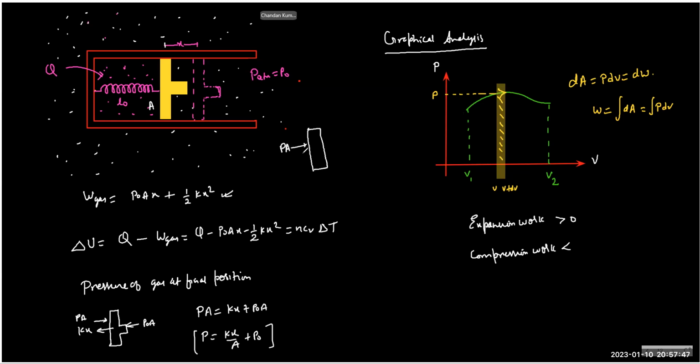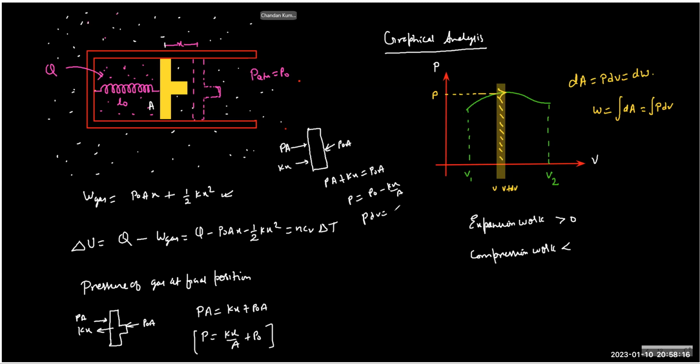P gas, PA. If you compress, the spring will push you back, isn't it? In case of compression, the atmosphere will push you like this. So if you write the equation, PA plus KX equals P naught A. So what is P? You can see clearly it's KX by A. And now you realize why the answer was what I wrote.